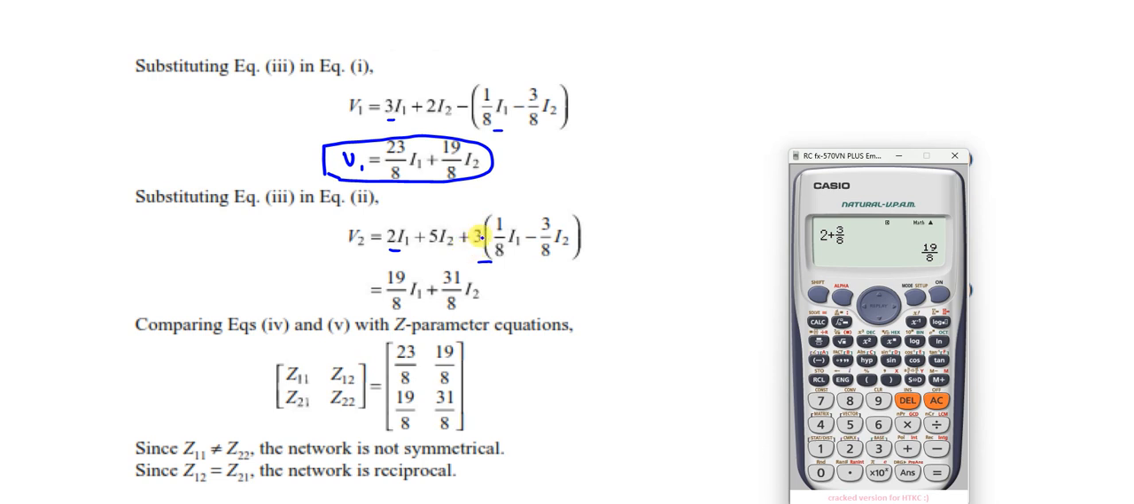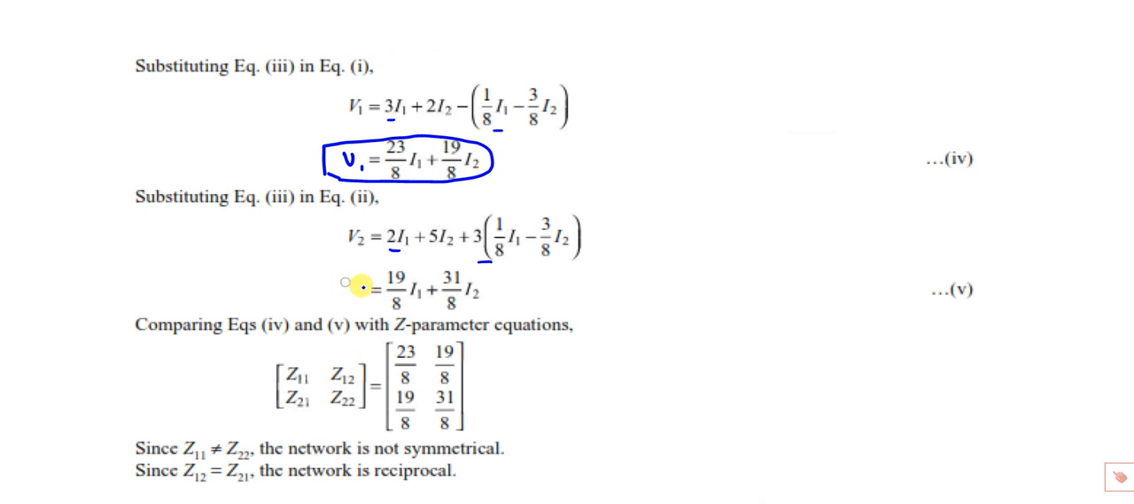And the last one, 5I2 and 3I3. Don't forget you have to multiply 3I3, so you have to multiply 3 into 3, which is 9, and you have to subtract: 5 minus 9 by 8. So 5 minus 3 3s are 9 by 8. Again the LCM is 8 only. 8 5s are 40, 40 minus 9 is 31. 31 by 8. So this is the equation for V2 in terms of I1 and I2.